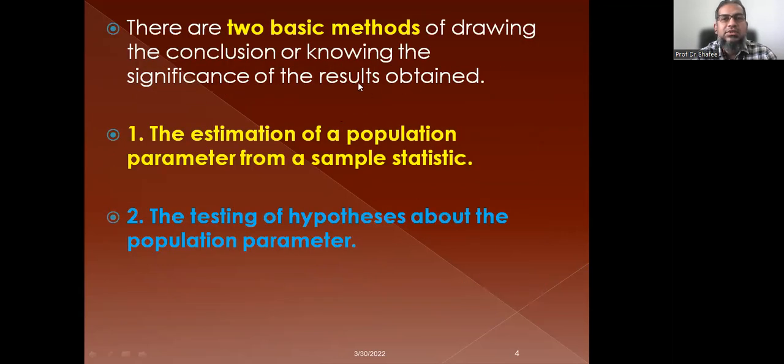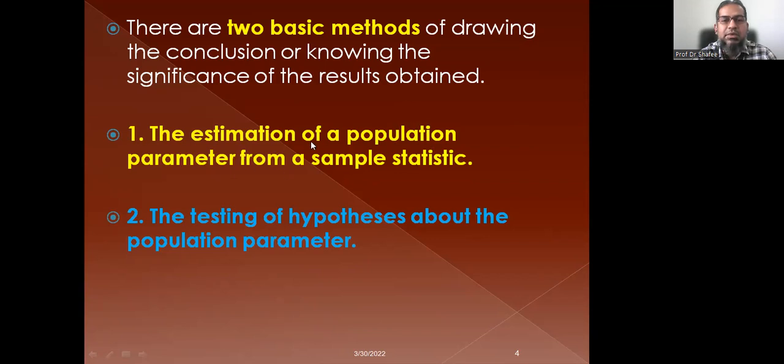So there are two basic methods of drawing conclusions or knowing the significance of the results obtained. One is the estimation of a population parameter from a sample statistic. When we observe the mean of the whole population, it is called a parameter. So any observation related to the whole population is called a parameter. And if the observation is related to a sample, it is called a statistic. Whenever we say statistic, it is for the sample. Whenever we say parameter, it is for the whole population.